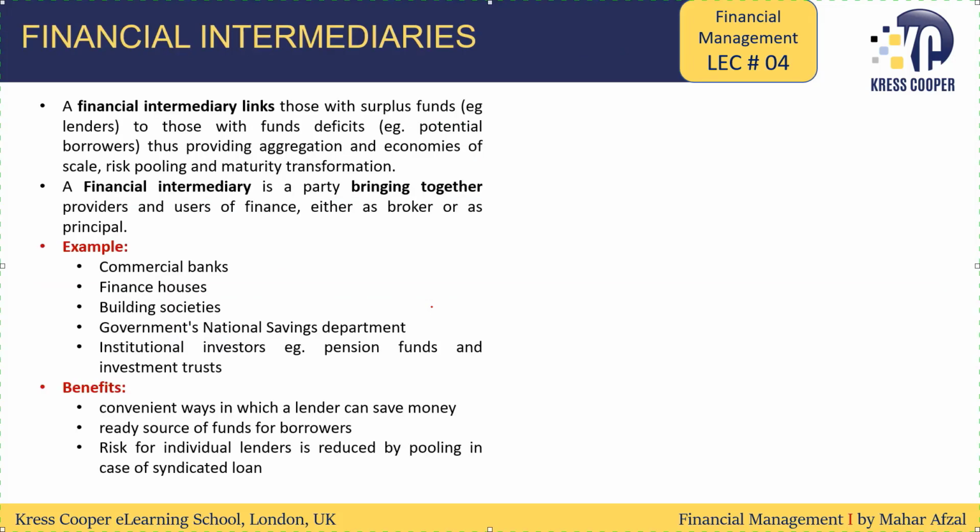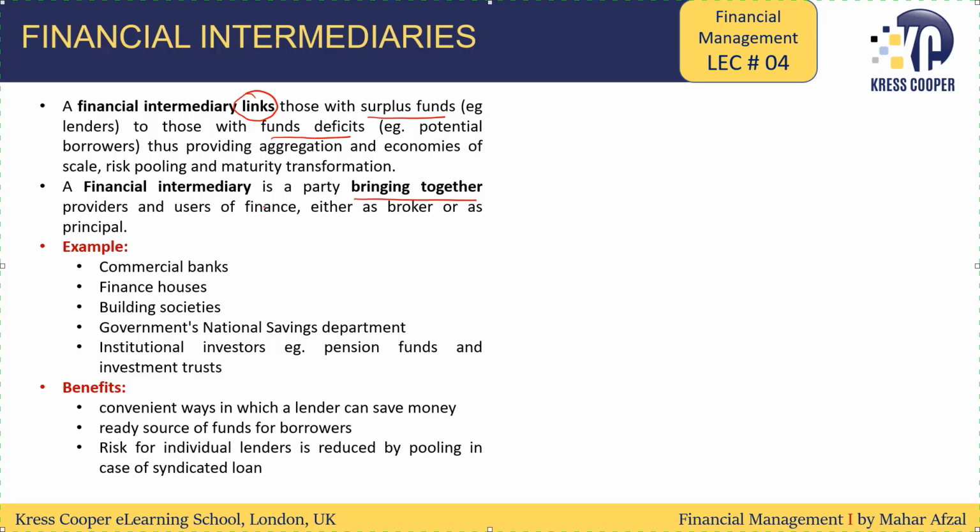Financial intermediaries act as a middleman. These are institutions that link the parties which have surplus funds to the parties which have a fund deficit. One party has surplus funds, the other party has a deficit. The party with surplus funds will be looking for some sort of investment, and the party with a deficit will be looking for some sort of borrowing. Intermediaries act as a middleman. They connect two parties. In other words, they bring together the lenders and the borrowers.